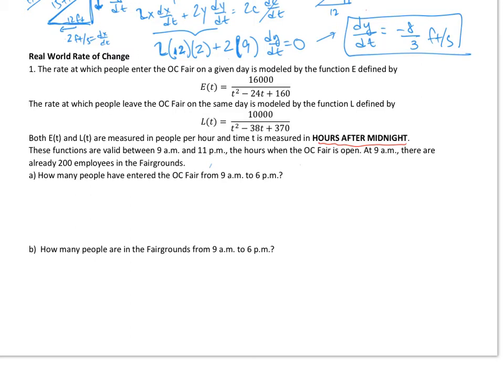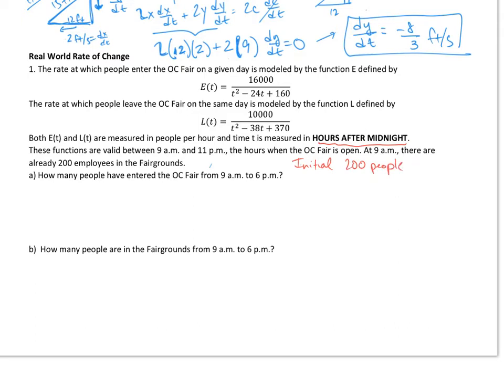At 9 a.m., there are already 200 employees in the fairgrounds. Okay, so we know that there's an initial value of 200. So that's what gives us this. So we know we have an initial 200 people in. All right.